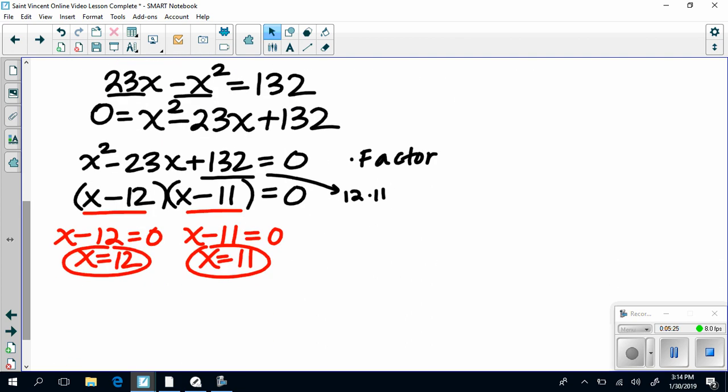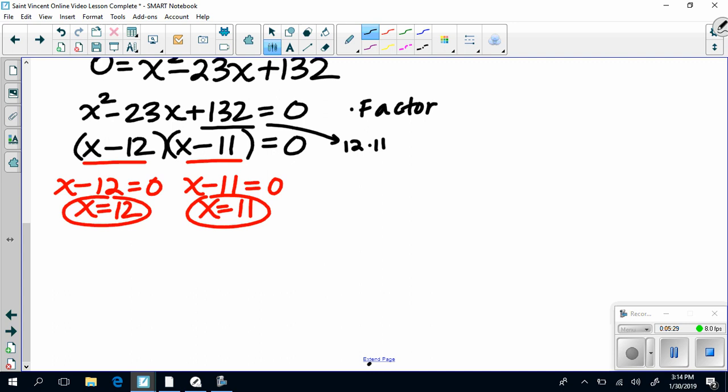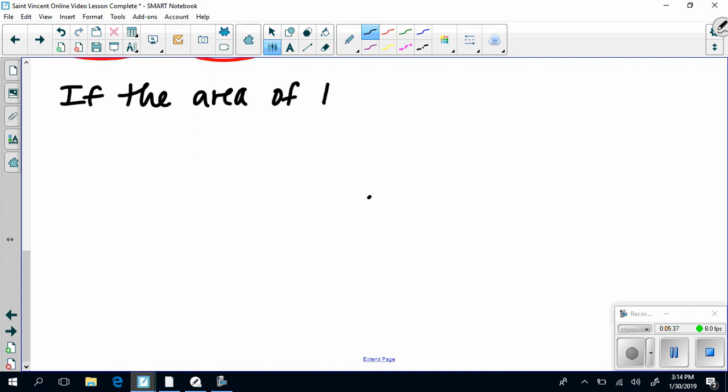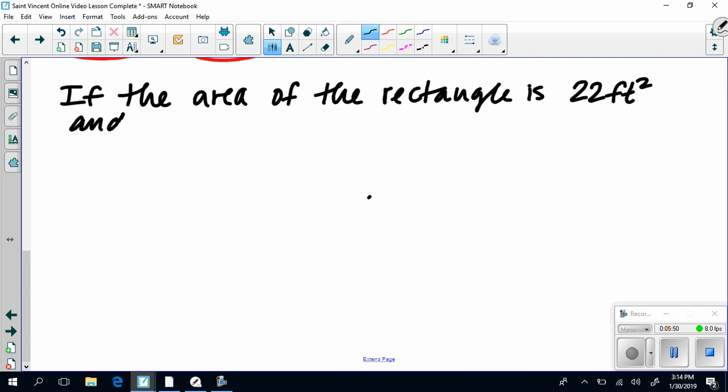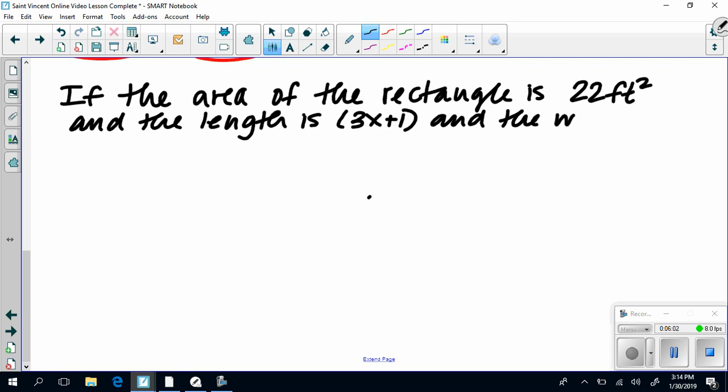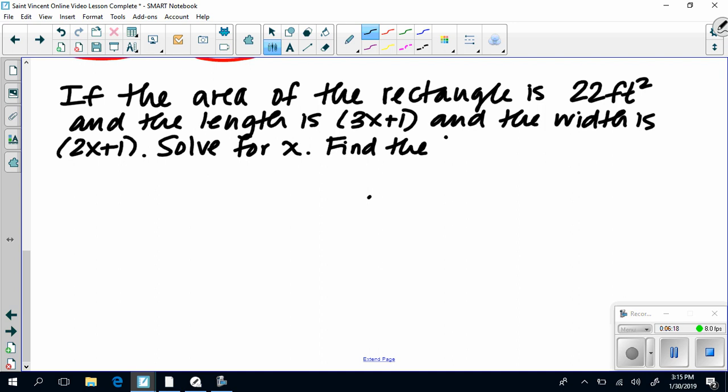Okay, the second application problem I have for you is an area problem. If the area of the rectangle is 22 feet squared, and the length is 3x plus 1, and the width is 2x plus 1, solve for x, and then find the length and width.